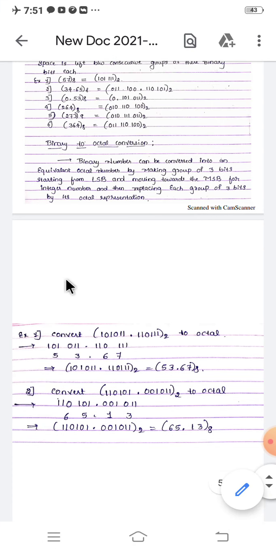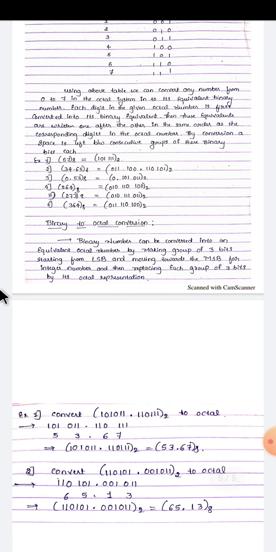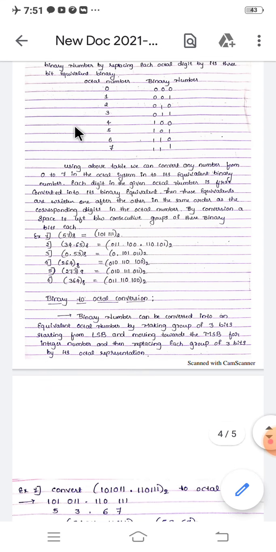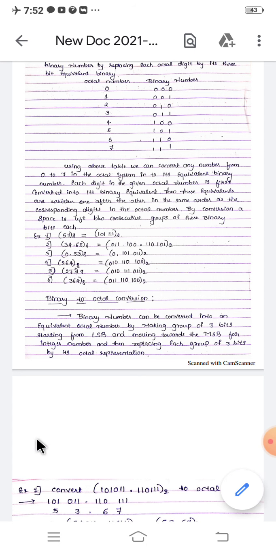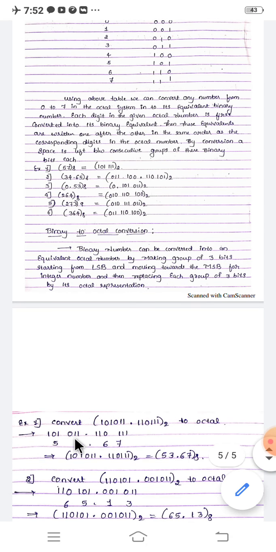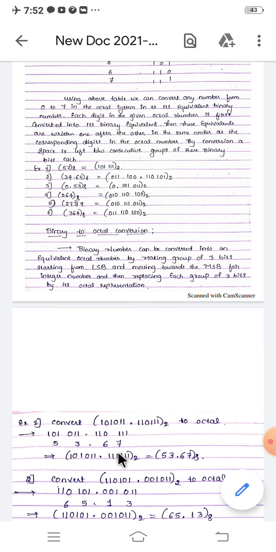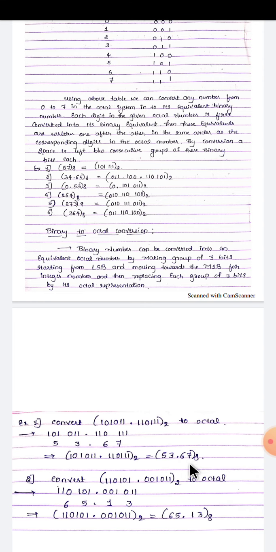101 is there, which means 5, so write 5. Similarly, 011 value is 3, 110 value is 6, 111 value is 7. So the answer is 53.67 with base 8.